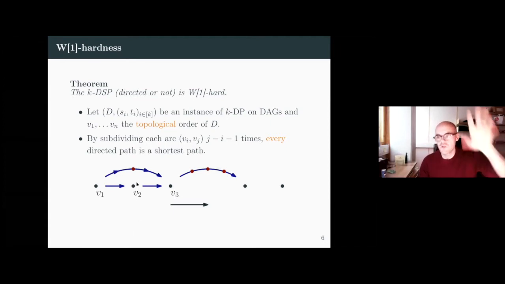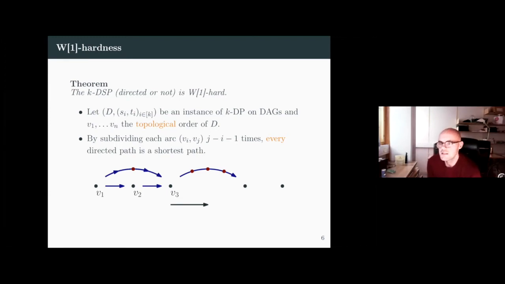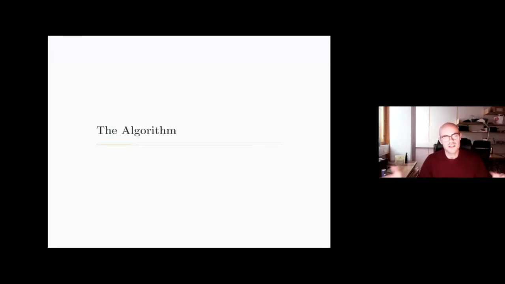And actually, if you forget about the orientation here, then the shortest paths in this undirected graph will correspond to paths in the original directed graph. So a very easy reduction that tells us that this problem is very much linked to disjoint paths on DAGs, and for this reason, it's W[1]-hard. Okay, all right. So now that this is clear, I will present you some ideas for the algorithm.